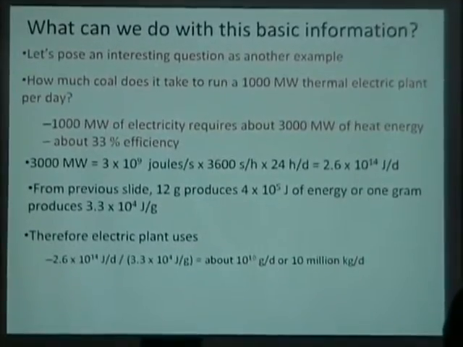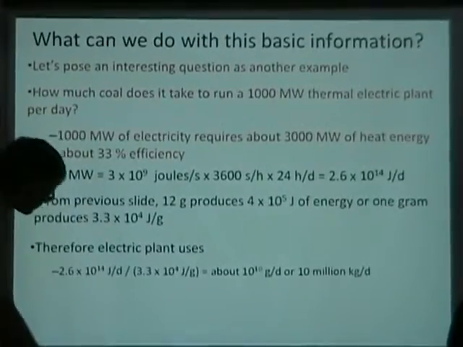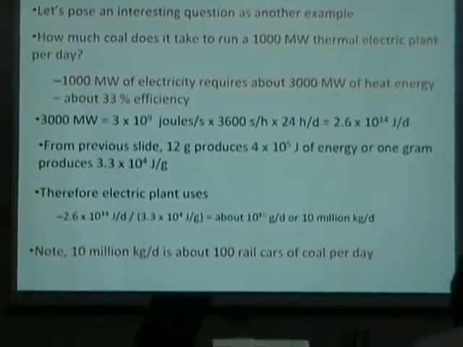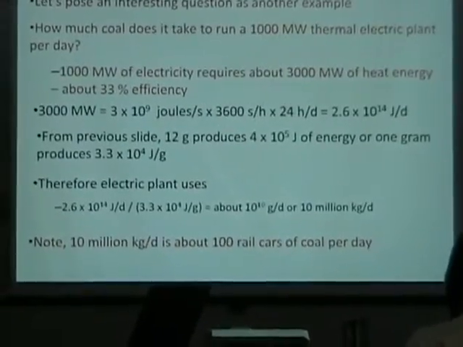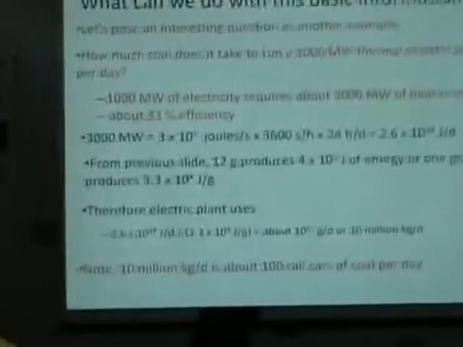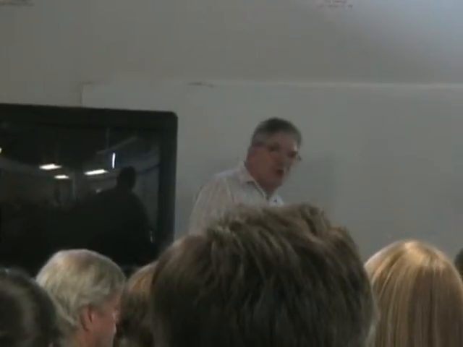To put that into perspective of what it would look like, it's about 100 railway cars a day. So our electric plant, to actually run, producing 1,000 megawatts of electricity, is bringing in about 100 railway cars of coal each day to fire that up. So that gives you, from very simple principles, two slides that are basically derived from a few electron volts per atom up to using 100 railway cars of coal a day to run the coal plant.